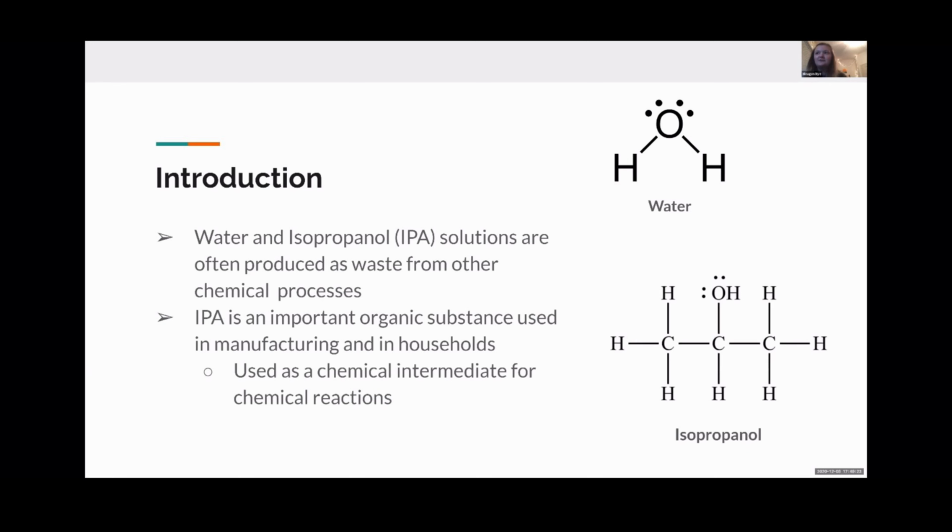Isopropanol is an important organic substance used in manufacturing and also in households. One important use for it is that it's often used as a chemical intermediate for numerous chemical reactions. Because of this, isopropanol is readily available and easy to access, but it must be separated from the other mixtures. Due to isopropanol's importance and wide range of usage, it is important to separate the isopropanol from the water.